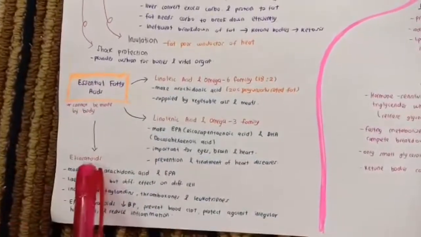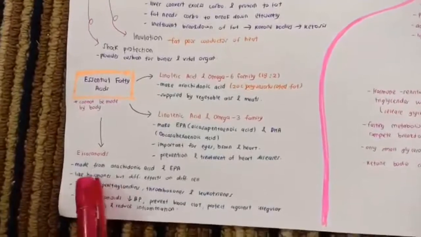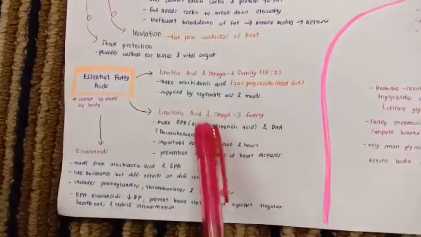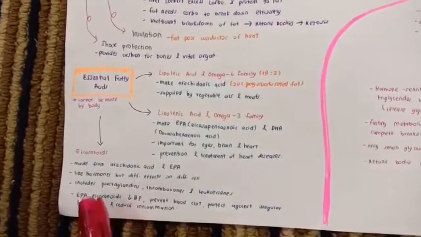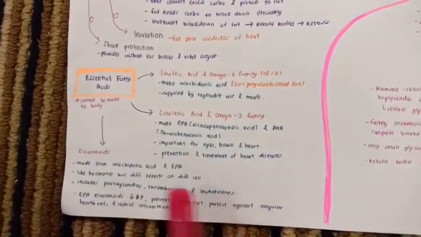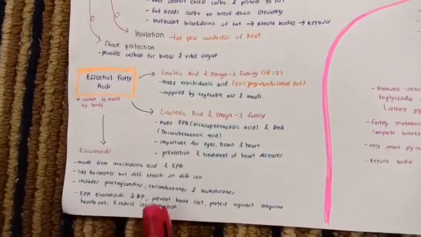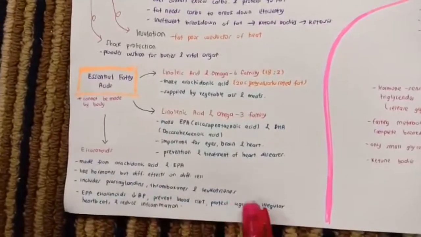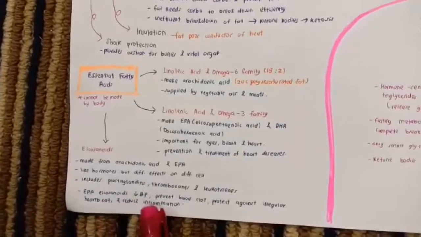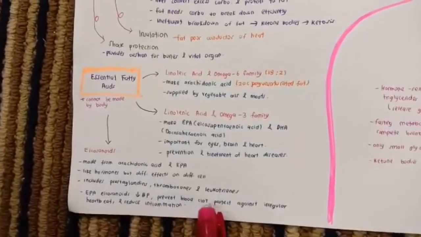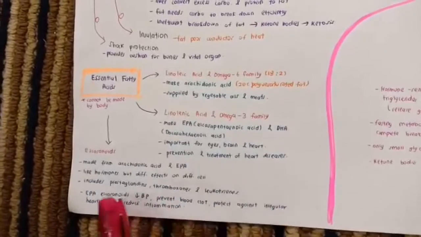And third is eicosanoids, which are made from arachidonic acid and EPA. Eicosanoids are like hormones, but they have different effects on different cells, and include prostaglandins, thromboxanes, and leukotrienes. EPA eicosanoids will reduce blood pressure, prevent blood clots, protect against irregular heartbeat, and reduce inflammation.